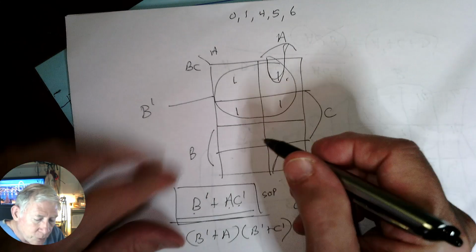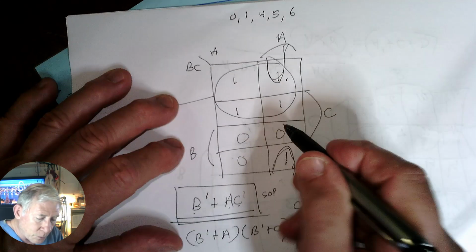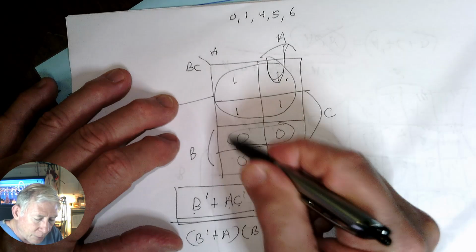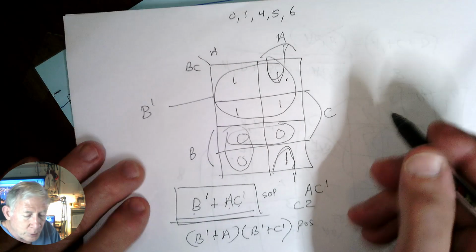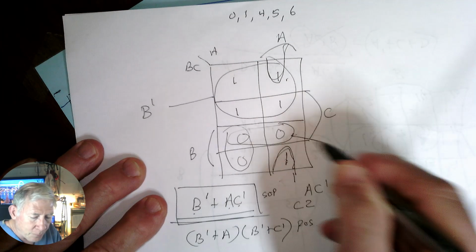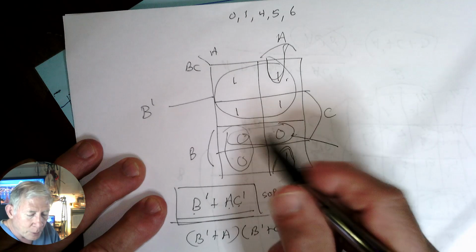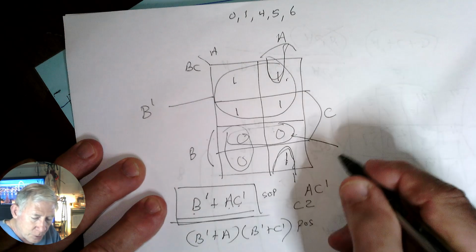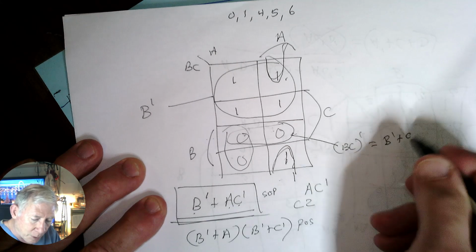We could also do the same thing if we put in the zeros. So if we put in the zeros, we got one group here, and we have one group here. Now it's perfectly okay to use this 0 twice. Now how do we do that? I first pretend they're ones, write it as if they were ones. If they were ones, A would drop, so I'd be left with BC. So I'd write BC, then I invert it, then I get b prime plus c prime.